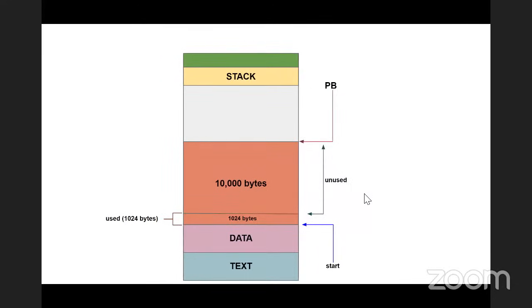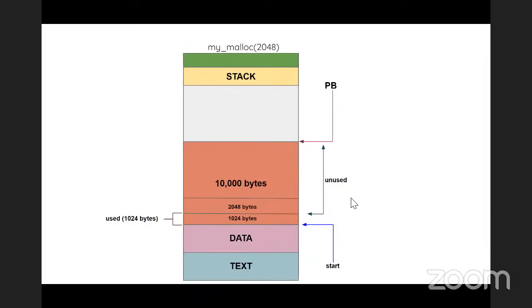That is where the memory is starting. The 1024 bytes is what the user wants to use. Then the whole of this is the unused part. Then we can see where our program break is starting from.